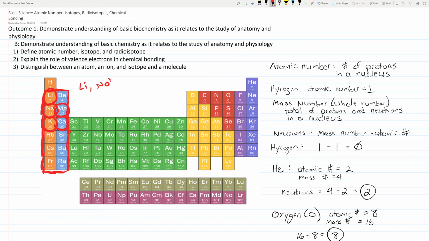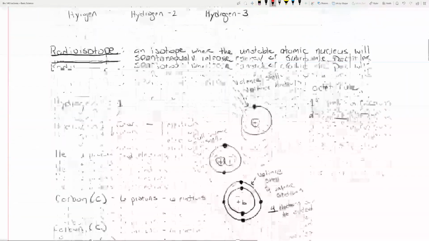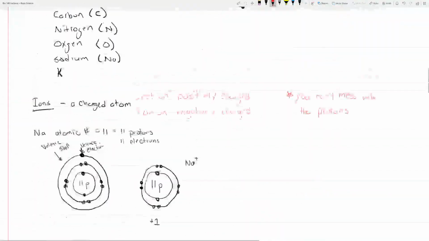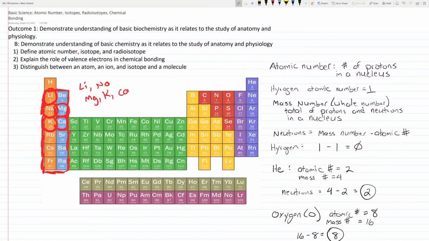lithium, sodium, magnesium, potassium, calcium. If you see those in the equation, like lithium chloride, calcium carbonate, any of those kind of things, if you see these, lithium, sodium, magnesium, potassium, and calcium in the chemical formula, you are dealing with an ionic bond. Not always, and this is just a shortcut cheater's guide to it, but if you see those, it's ionic. It is an ionic bond.